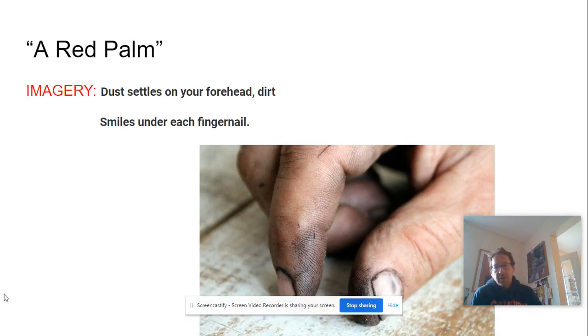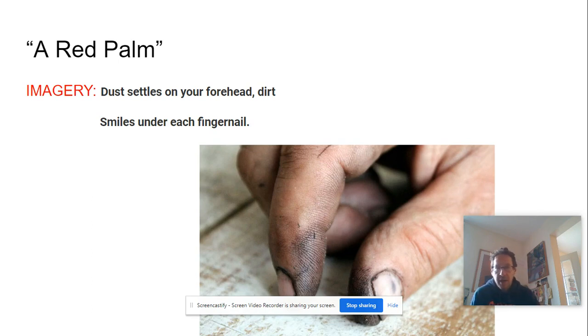There are a couple of others that are featured in the poem. So dust settles on your forehead, dirt, that line. It's something that we can see. Okay, it's something that we can visualize. Somebody working in the field, getting dirty.